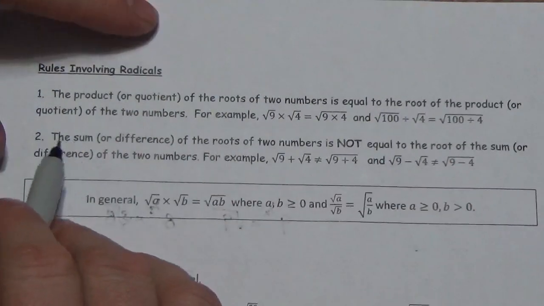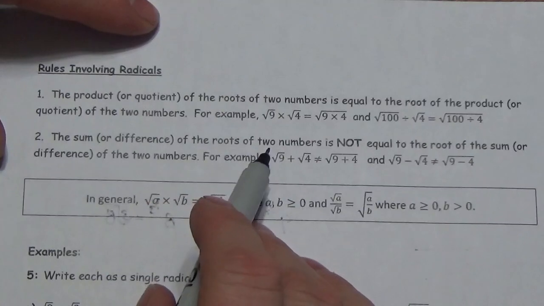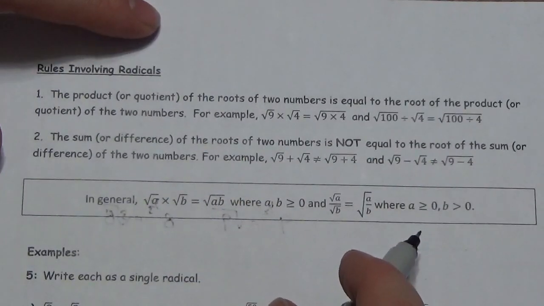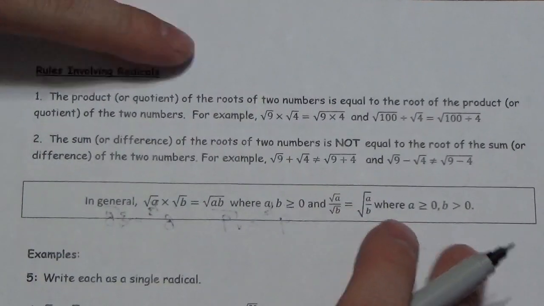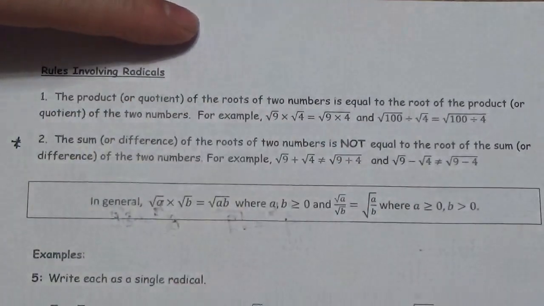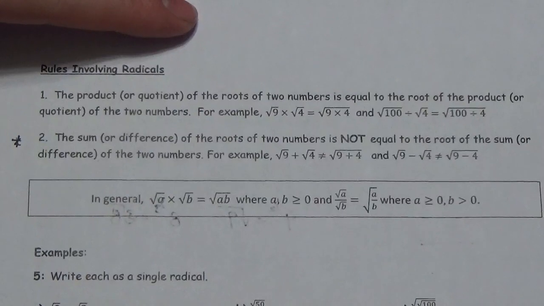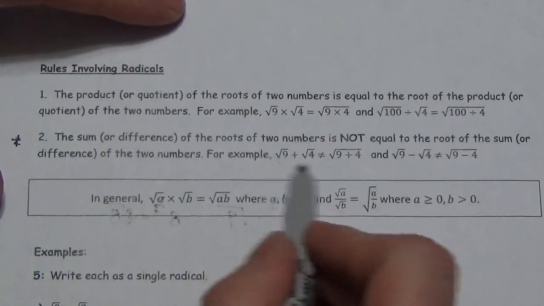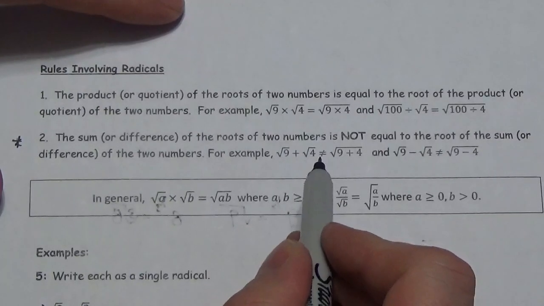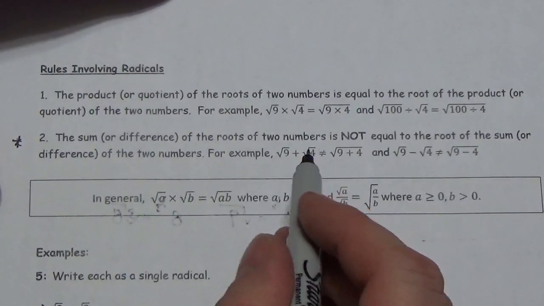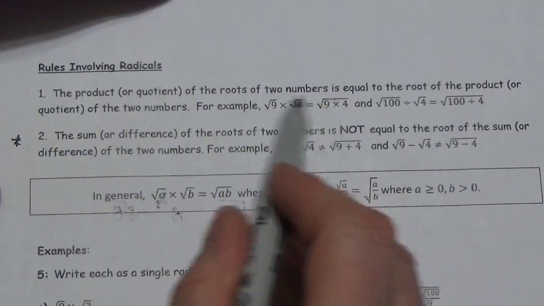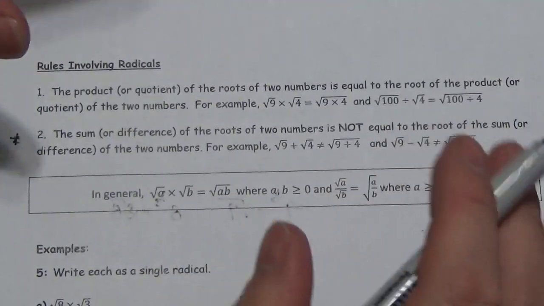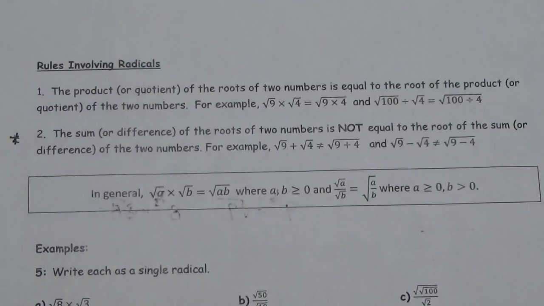But the sum or the difference of the roots of two numbers is not equal to the root of the sum or difference of the numbers here. Those are not the same. And this is going to be something that's going to catch people over and over and over again. It is very different. These are not the same. It's such a common mistake for people to do this because they know that it works with multiplication and then they automatically assume it works with addition. Please bear in mind that it doesn't work like that.